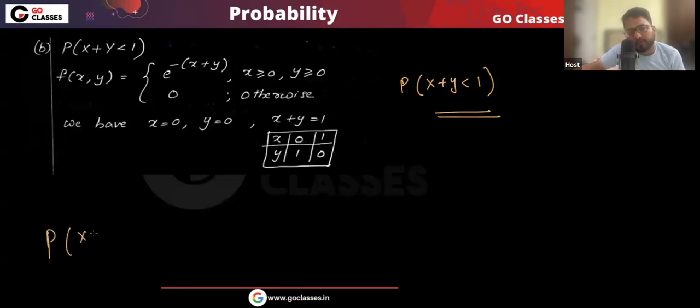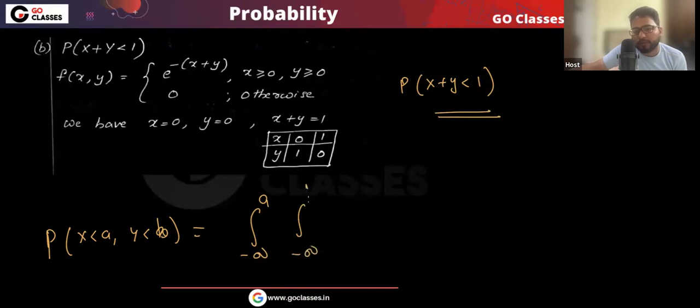See, do you remember that if x is less than a, let's suppose y less than b, how to do it? From minus infinity to a, and then from minus infinity to b, and then f of x, y, right? This is the formula that we have. Now they have some other relation. Okay, they are not saying something like this. They have some other relation. Now can you convert this?